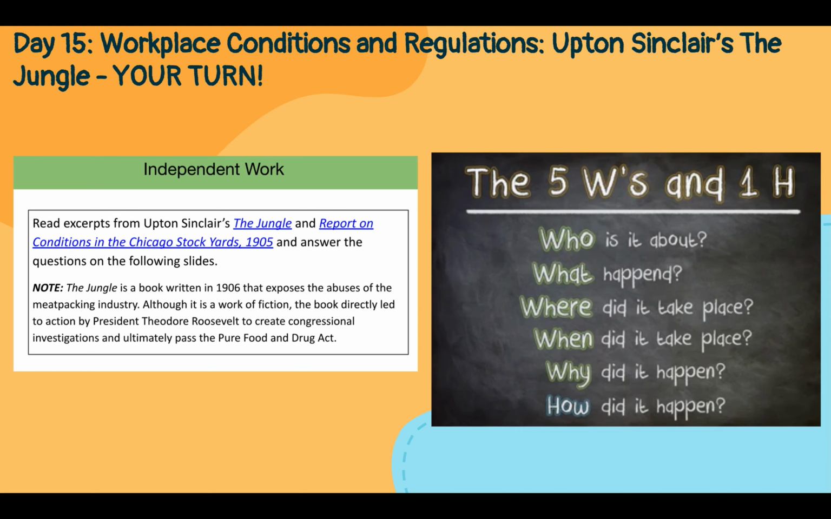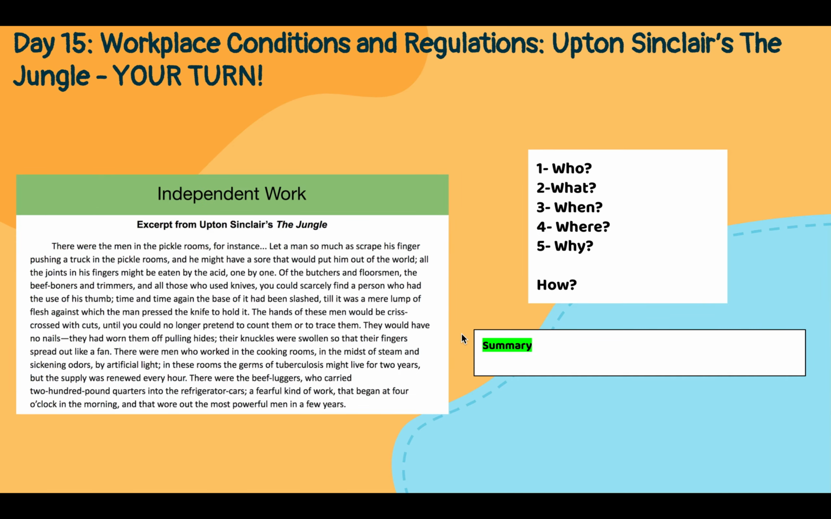So now it's your turn. One great opportunity that you have to use the 5 W's and an H is in day 15 of our Passport to Social Studies unit, Workplace Conditions and Regulations, Upton Sinclair's The Jungle, where you're going to read excerpts of Upton Sinclair's actual book, The Jungle, and you'll have the opportunity to write down all the facts that you encounter in the text. And this is an example of an excerpt here, along with our annotations on the side for the 5 W's and an H.